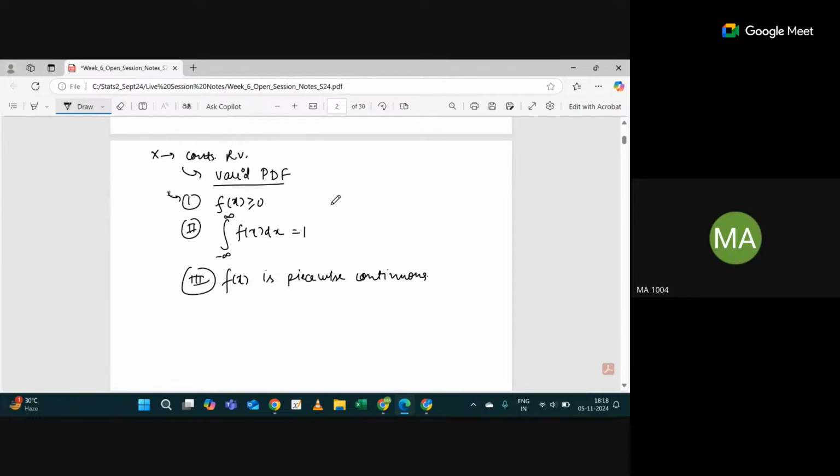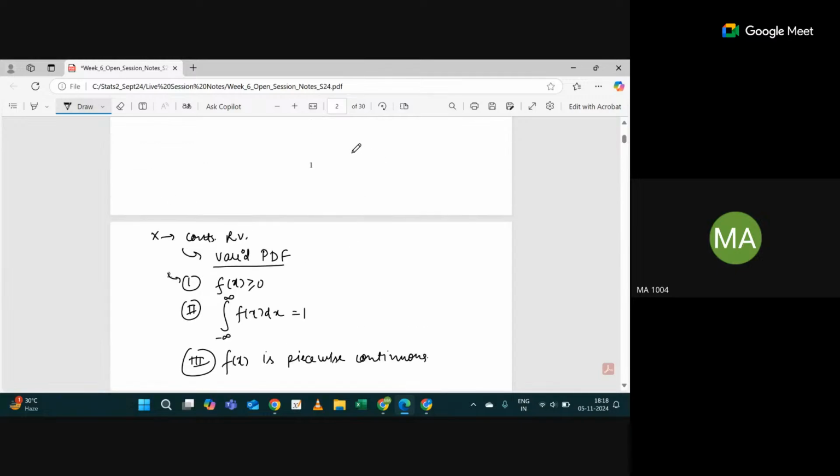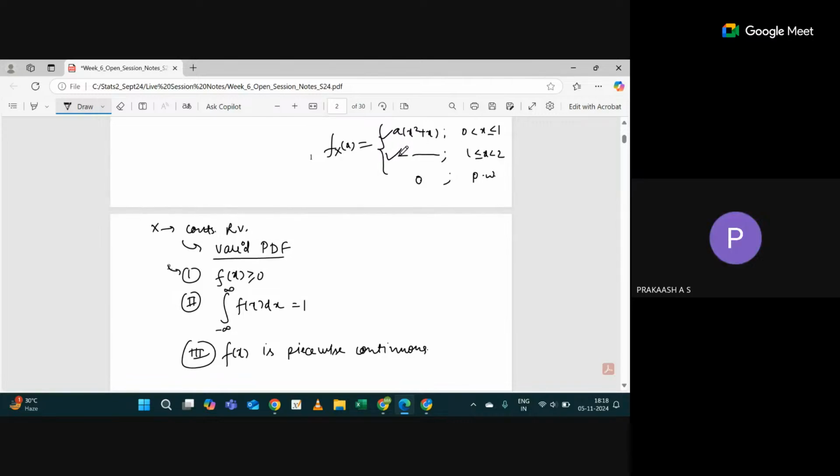See, the third condition: piecewise continuous means suppose my random variable has a PDF, let's say a x square plus x for some support, let's say 0 to 1. From 1 to 2, let's say some other expression is there, and 0 otherwise. It should be continuous for this part and this part as well. That is the meaning. Okay, piecewise continuous is okay.